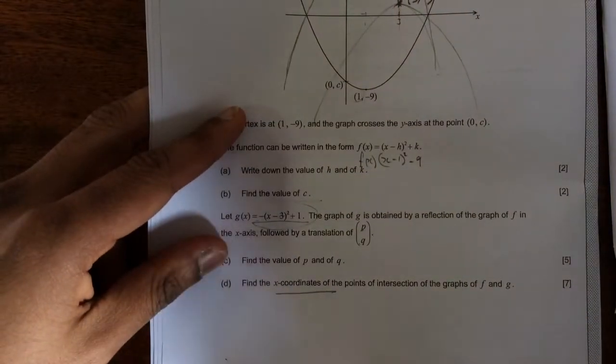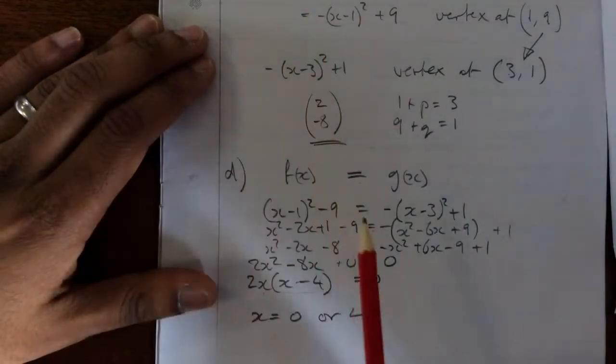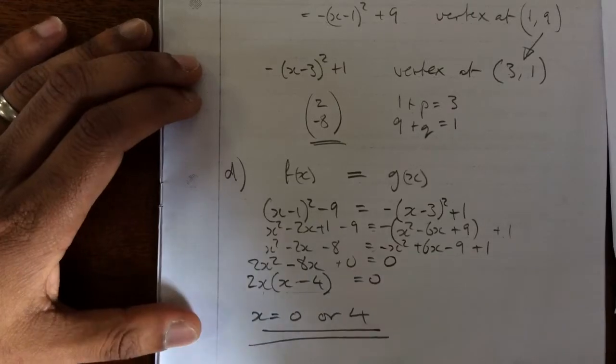Now, they asked us for the coordinates, just the x coordinates, not the y. If they asked us for the full coordinates, we'd then put that back into one of these two equations, and we would get the y. But that is your full 16 marks.